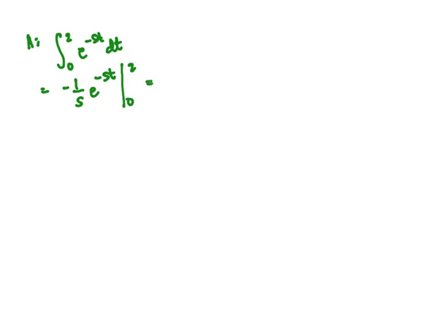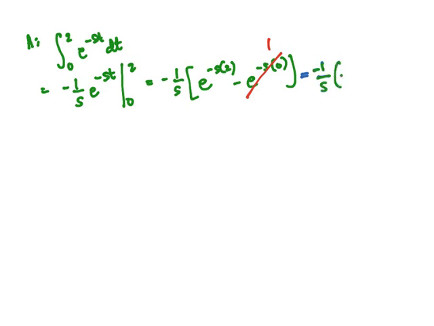So you will have here negative 1 over s times, evaluate natin si e to the negative st from 0 to 2. So upper limit first, e to the negative s times 2 minus e to the negative s times 0. But this one goes to 1, and so you'll have here negative 1 over s times e to the negative 2s minus 1. So that's the integral of the first term.